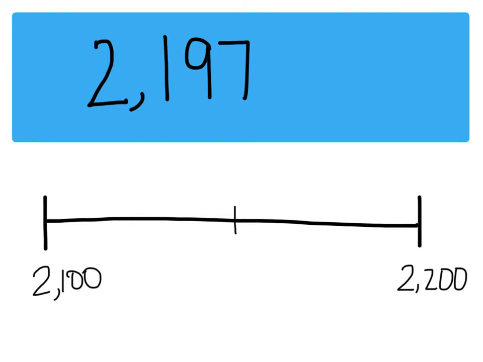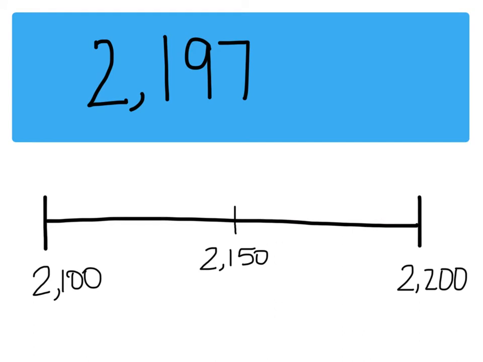If I have 2,100 at this end and 2,200 at this end, I need to find out what's in the middle. Between 2,100 and 2,200, the number directly in the middle is 2,150. Now, let's look back at our original number up here, 2,197. I need to figure out where on the number line this is going to go. Is 2,197 going to be between here and here? Well, no, it's larger than 2,150. So is it going to be somewhere up here? It is, but where is it going to go on the number line?